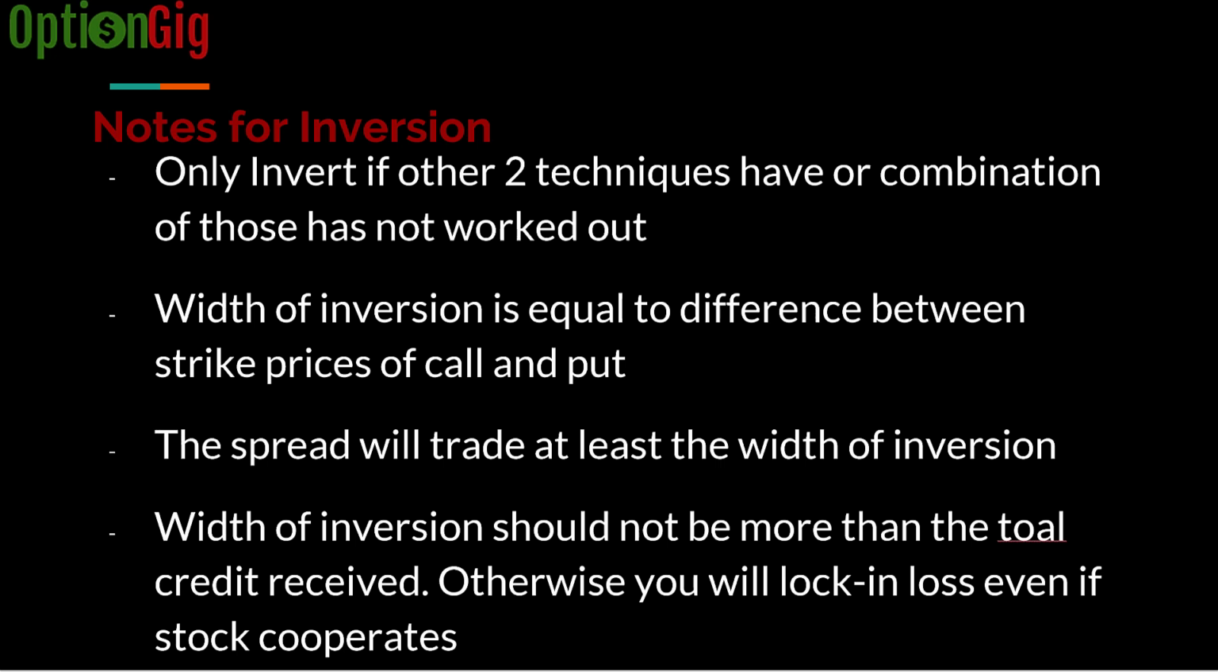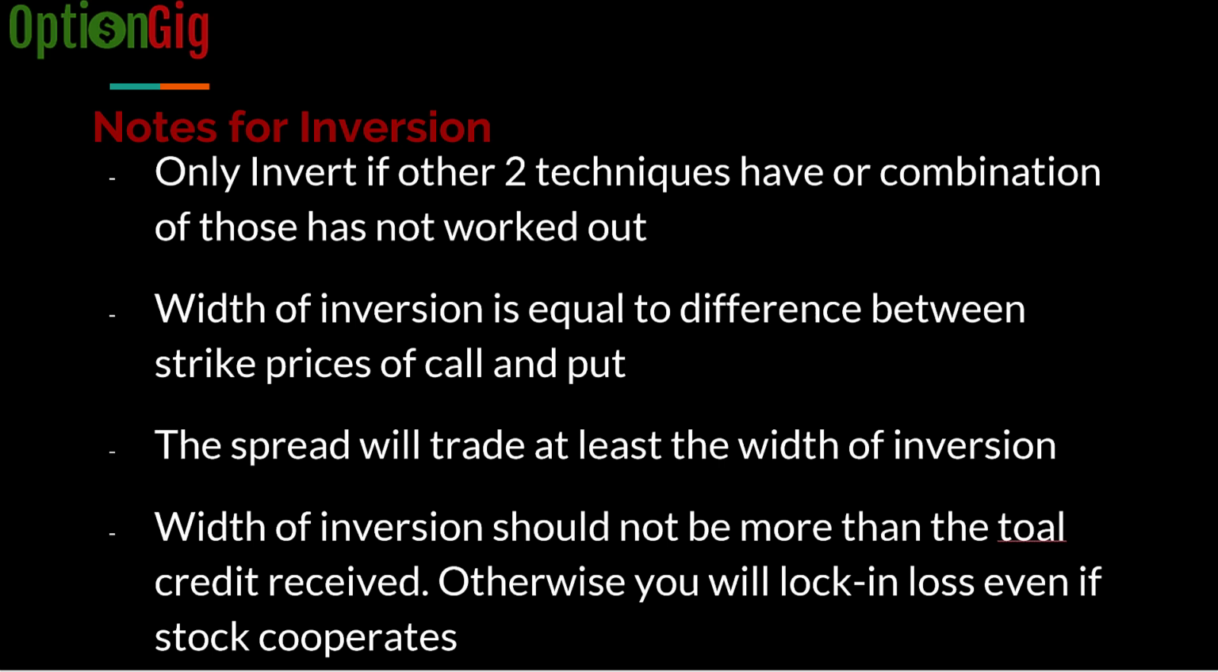Now the width of inversion is equal to the difference between the strike prices of call and put that we already talked about. And this spread will be trading at least for the width of the inversion. Like I explained, the minimum value of this inverted trade would be $3. So if you have to close this inverted trade, you will have to spend minimum $3. That means we should never go inverted more than the total credits that we have collected.